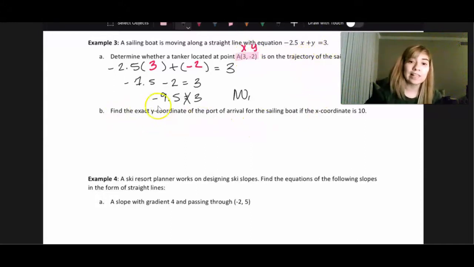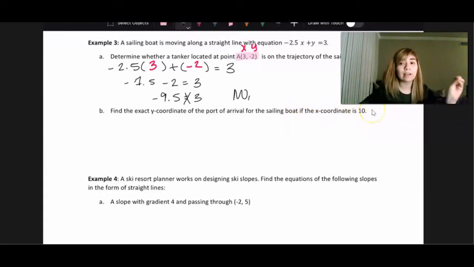For part B, it says find the exact y coordinate of port arrival time if the boat has the x coordinate 10. This one's really nice because they specifically tell you my x coordinate is 10. Sometimes they'll give you a point and you have to figure out through context clues whether it's the x coordinate or the y coordinate. But regardless, what you do is you just plug it in and see what your output is. So they give us the input 10, we had to figure out our y or our output y.